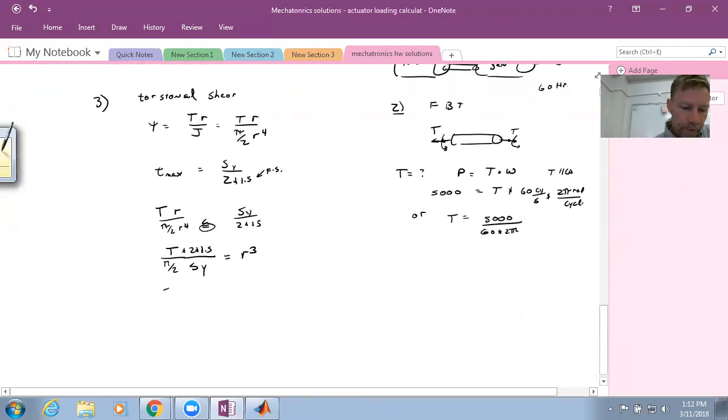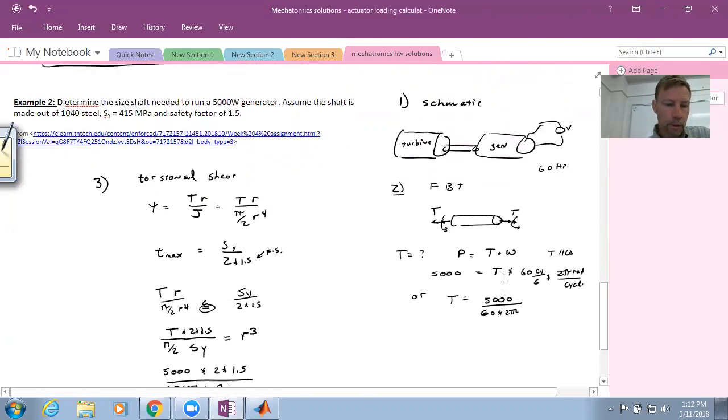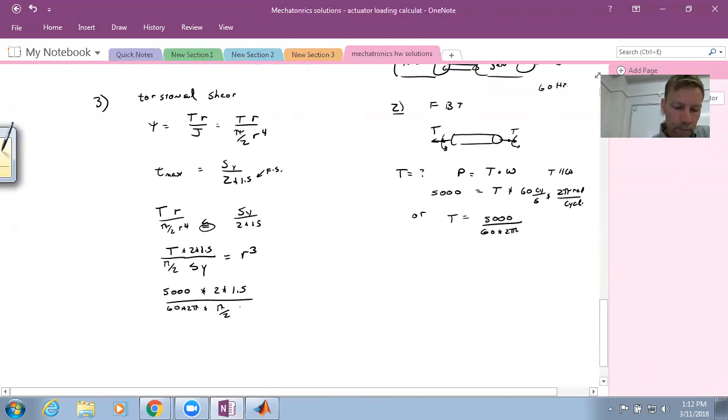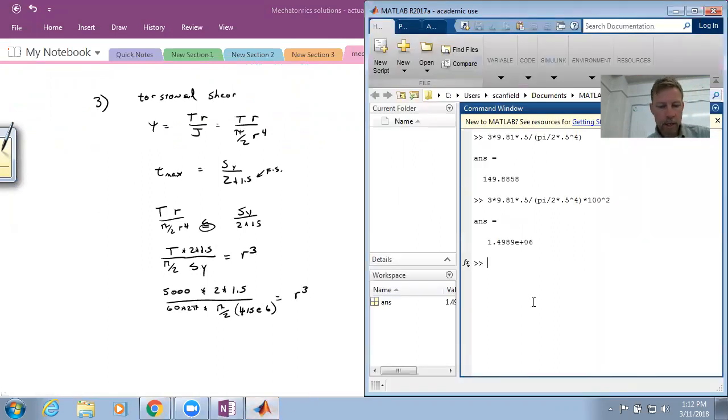So we put in 5,000 times 2 times 1.5 divided by 60 times 2 pi times pi, divided by 2 times my yield. What's my yield? 450 megapascals. That gives R cubed. Okay, so we'll go down here to MATLAB and solve for R.